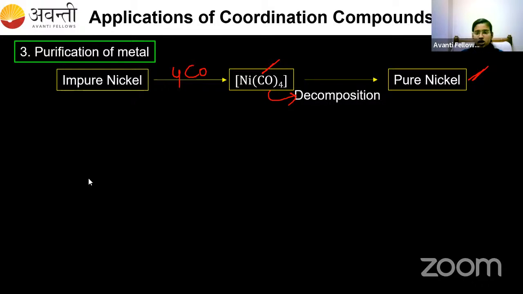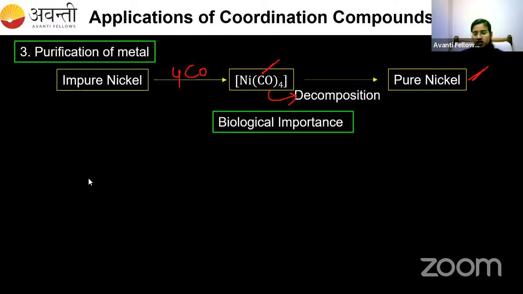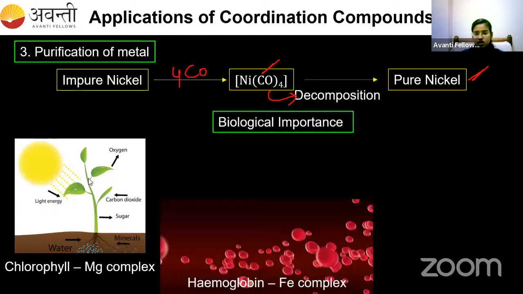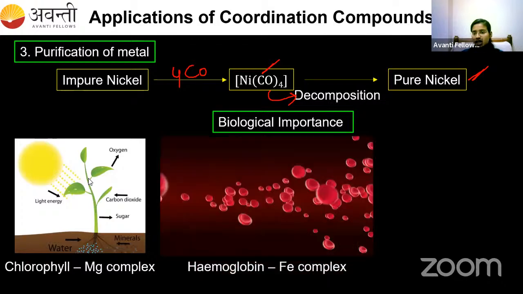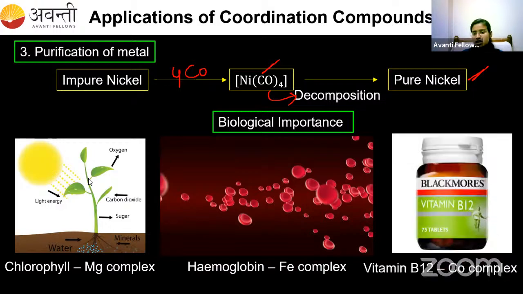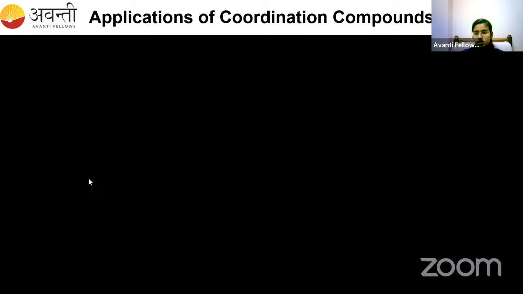Then the biological importance, you all know. In the beginning of the lesson itself, I gave you, right? So chlorophyll is a coordination compound in which magnesium is present as a metal, and in hemoglobin, iron is present as a metal, and in the vitamin B12 complex, we have cobalt present as a metal. Okay, so these are all the biologically important complexes.